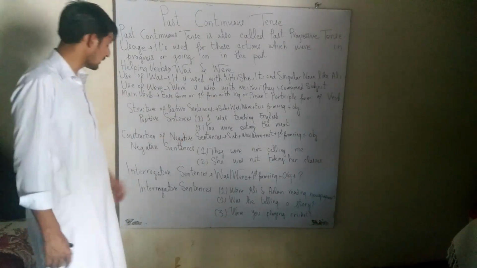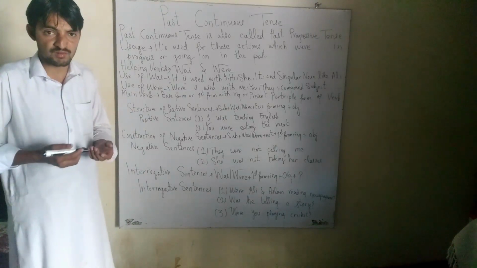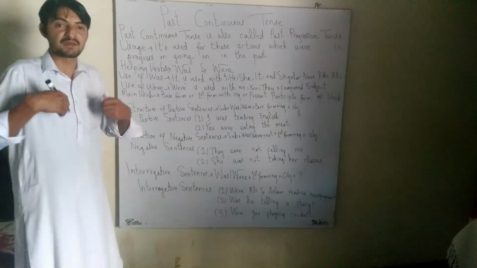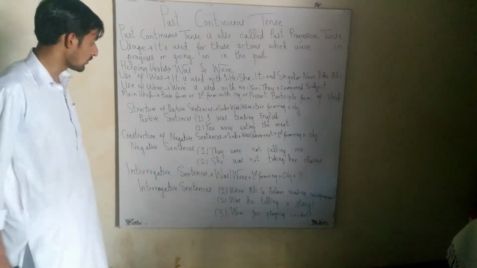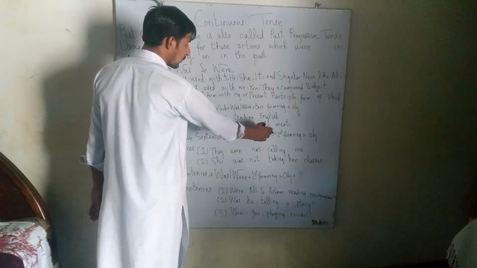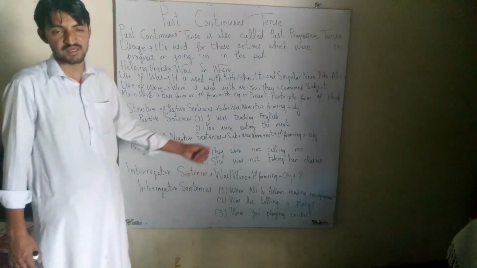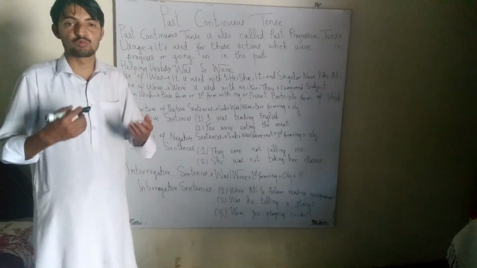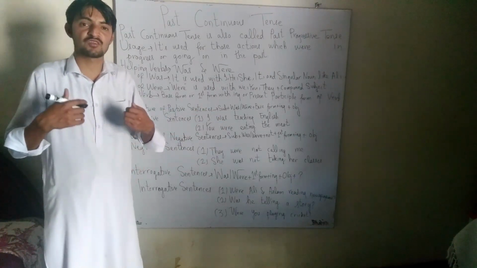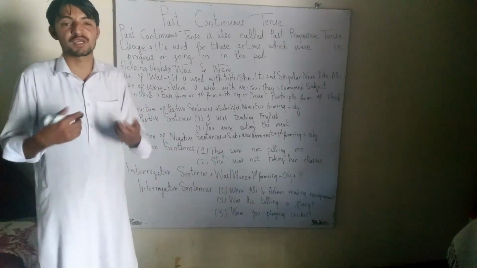Then we have the construction of negative sentences, or how to construct negative sentences of past continuous tense, or what is the structure of making or forming negative sentences of past continuous tense. So the structure is straightforward and clear to you. Subject plus was or were plus not plus first form plus ing plus object. So just change one word or add one word. In this case, we have to add one word, not, in order to make it a negative sentence. And we have to use the same structure, but just add the not, and it will be converted into negative sentences.